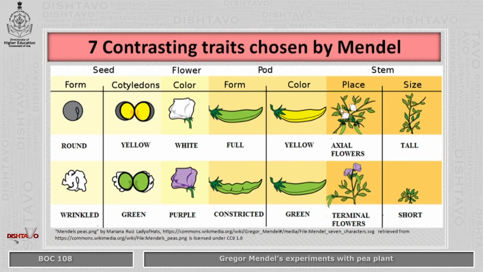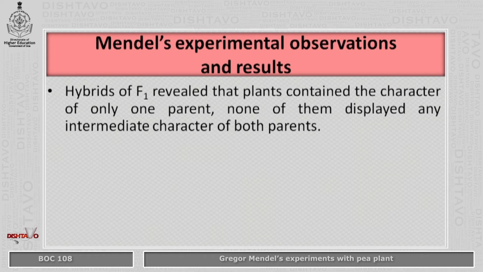He also took stem as one of the contrasting traits, in which he chose the place of flower that was either axial or terminal. He also chose the size of the plant as one of his characteristic traits, that was either tall or short. Now let us learn about Mendel's experimental observations and results.